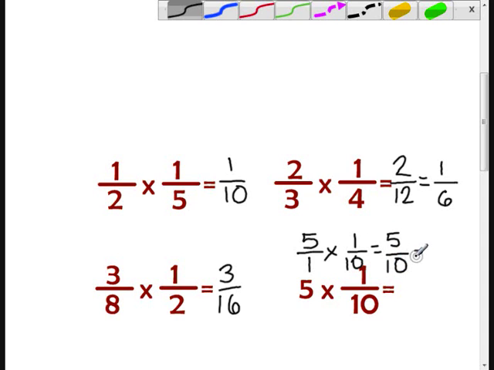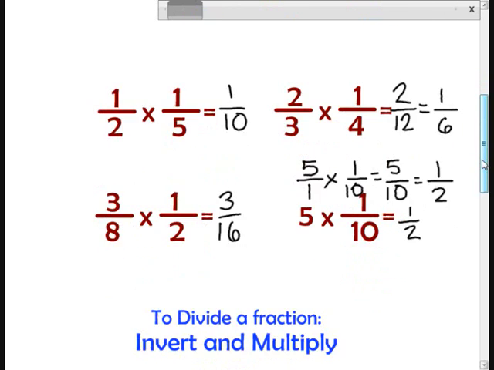Now you've got a fraction that needs to be simplified because both the top and the bottom of this fraction can be evenly divided by 5. 5 goes into 5 one time, 5 goes into 10 two times. So our answer is 1/2. And that's all it is. To multiply fractions is so much easier than to add or subtract them.